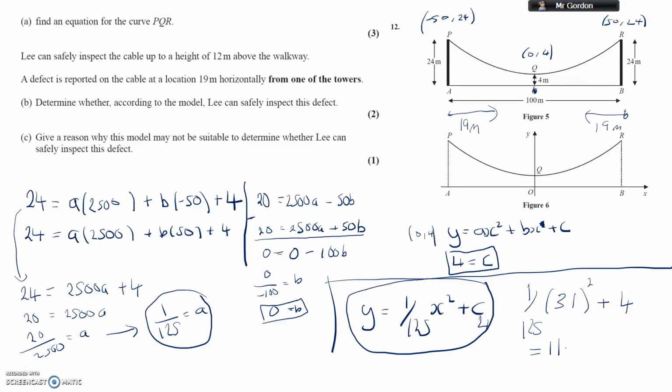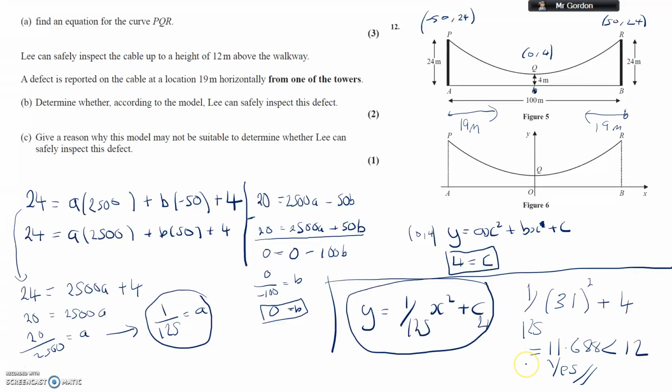Let's talk amongst yourselves while I flick through my notes. What did I get? 11.688, which is obviously going to be less than 12. So yes, he can safely inspect at that point.